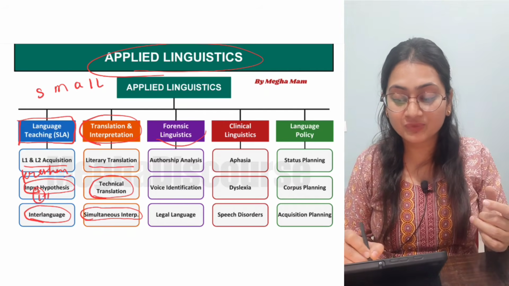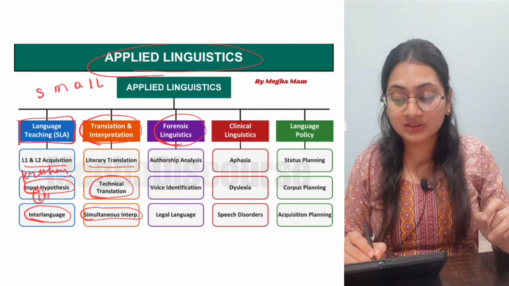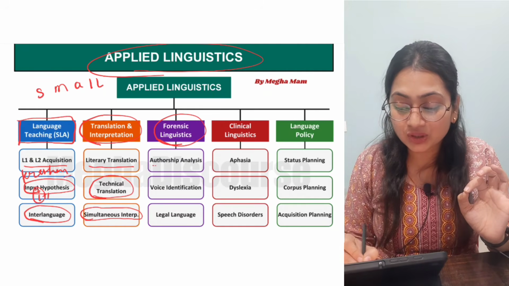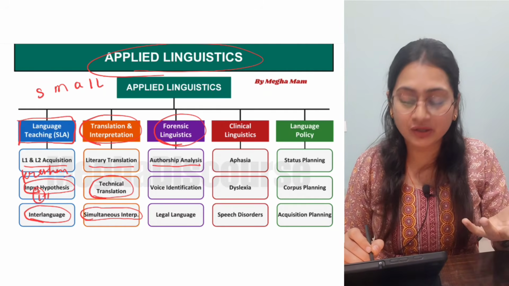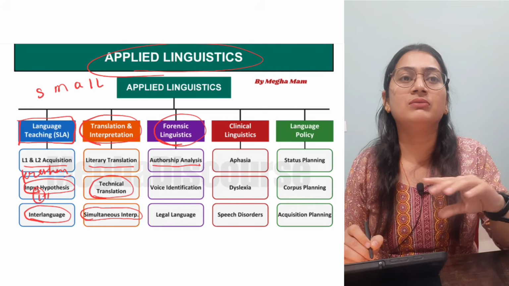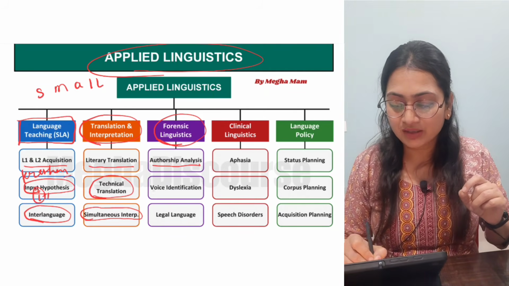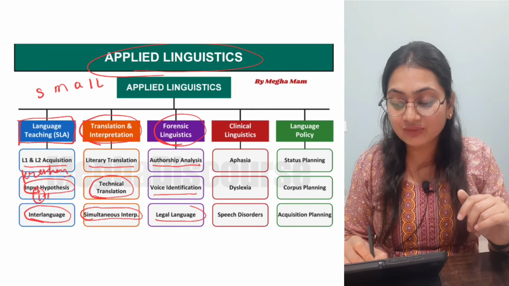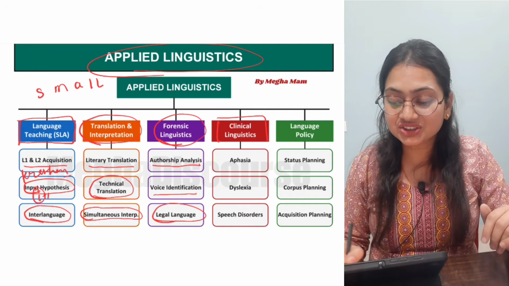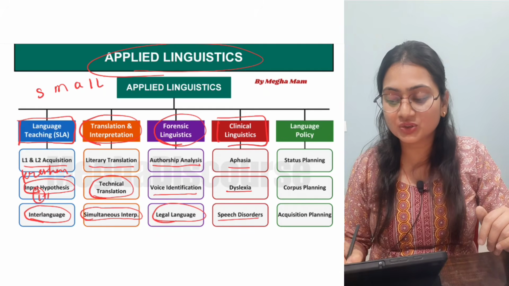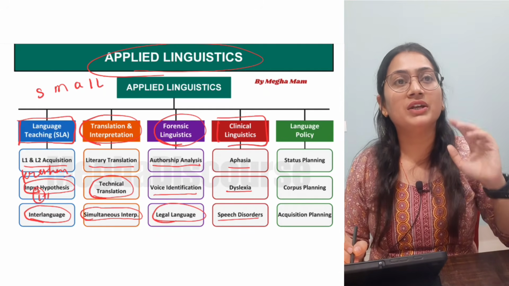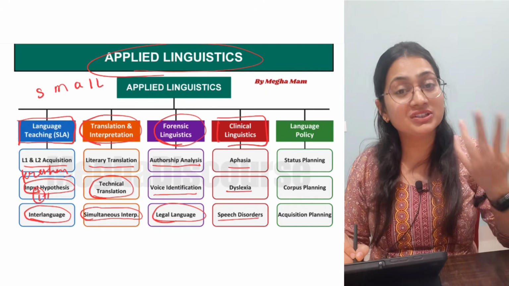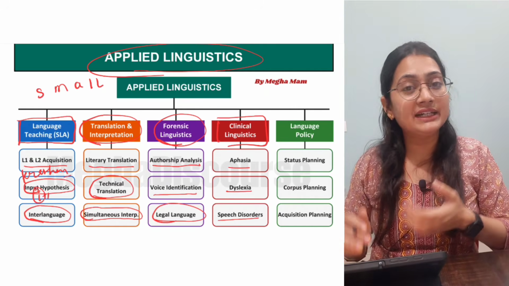Now we have forensic linguistics. Forensic linguistics is a subtype of applied linguistics. There is authorship analysis, which relates to authority, which gives you the bill and the prescription. Then voice identification, you know very well about this. Then legal language. Then clinical linguistics, in which we have aphasia, dyslexia, and speech disorders. Aphasia is a brain disorder where you cannot pronounce words. Dyslexia is a writing disorder. So this comes under clinical linguistics.